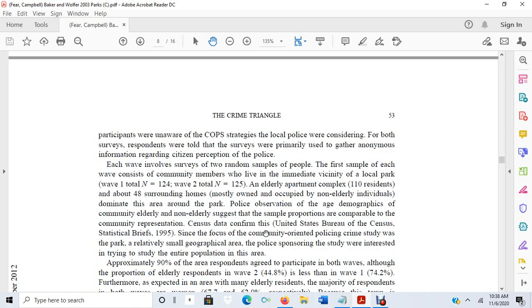Since the focus of the community-oriented policing crime study was a park, a relatively small geographical area, the police sponsoring the study were interested in trying to study the entire population in this area.